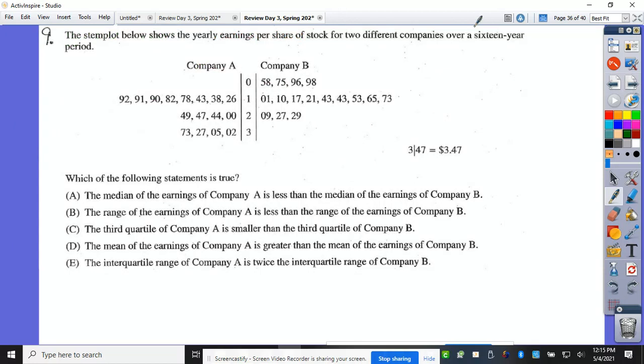A stemplot shows the yearly earnings per share of stock of two different companies over a 16-year period. I'm not going to go through every piece of this, but there is a major issue in this problem that people will have on the AP exam, and I want to discuss that. So let's say finding the range. What's the equation for range? Right, so for company A, what is my max? $3.76 or $3.73.